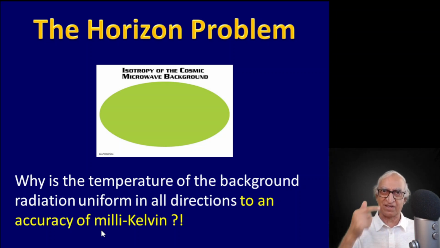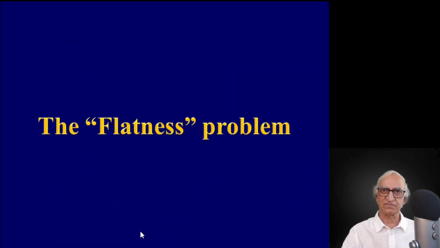So let's come back and look at the surface of last scattering, which we see in the distribution of cosmic microwave background radiation. And let me therefore ask this question once again. Why is the temperature of the background radiation uniform in all directions to an accuracy of a fraction of a millikelvin? This is known as the horizon problem.